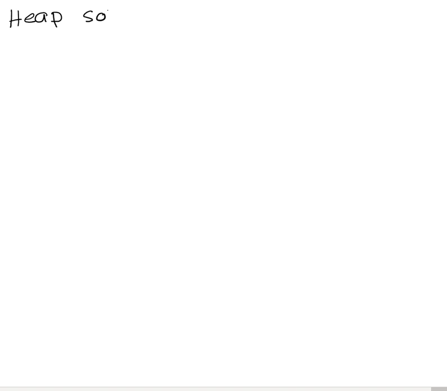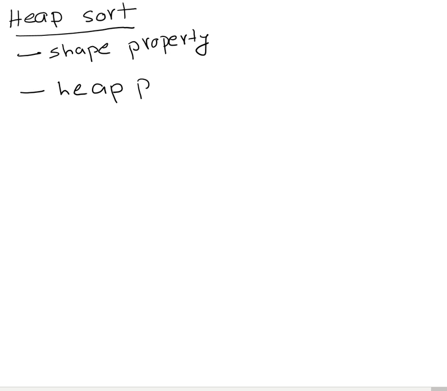Now we're going for the heap sort. So first let me say the properties of heap sort. First property is shape property. And second one is heap property.